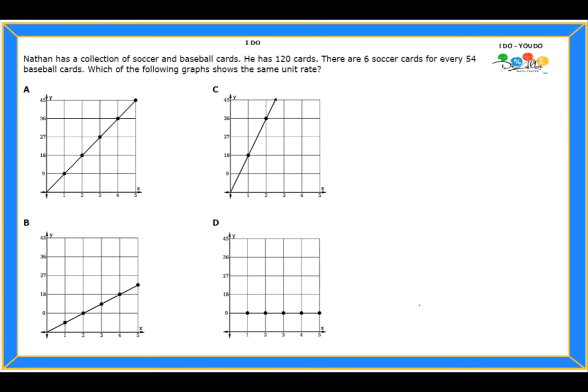Hello, students. Let's read the problem. It says, Nathan has a collection of soccer and baseball cards. He has 120 cards. There are 6 soccer cards for every 54 baseball cards. Which of the following graphs shows the same unit rate?